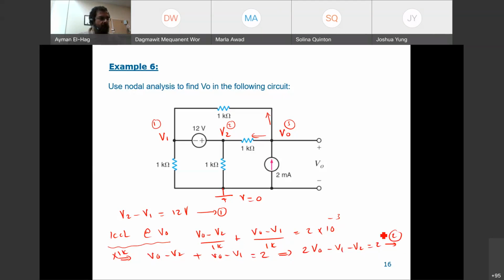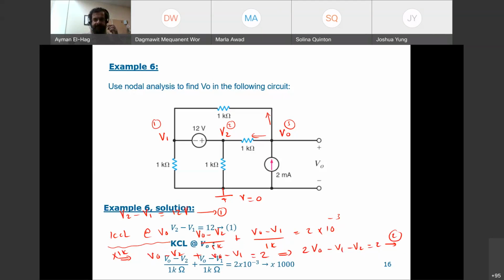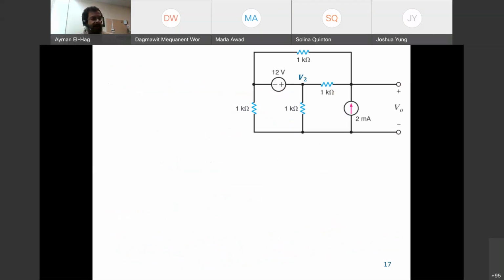So we have now two equations, and now we want our third equation. Our third equation will be our supernode. So this is your V1. I will come here, because this is my reference, and cover all of this. So KCL at the supernode.